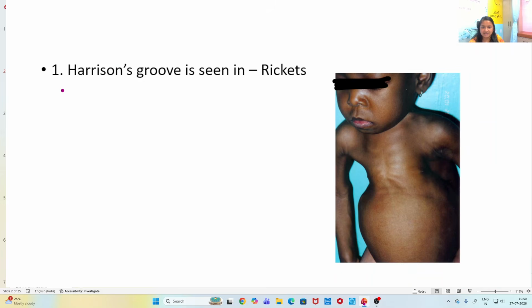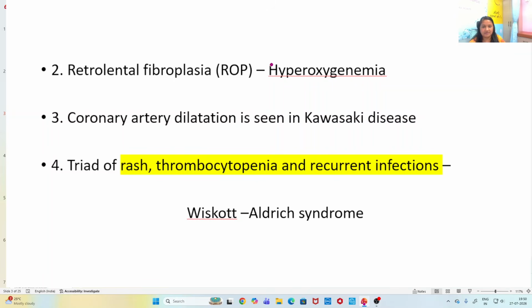Harrison's groove is seen in rickets. Here you can see the Harrison's groove below the ribs. This is seen in rickets. Retrolental fibroplasia, now called retinopathy of prematurity. This is because of oxygen radical injury to the retina due to hyperoxygenemia.